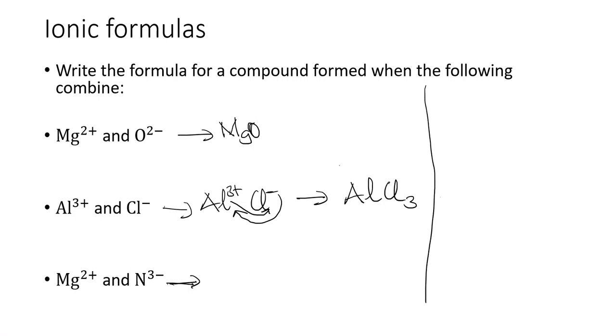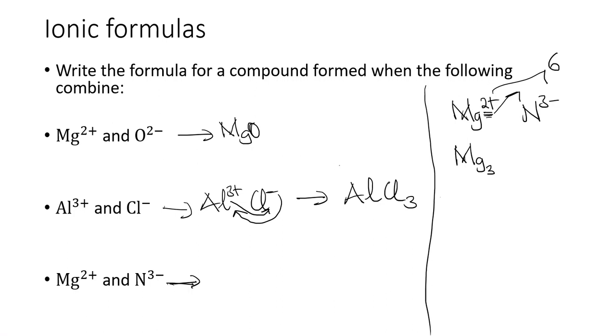So if I have to solve this one, I will have magnesium here with 2 plus, nitride here with 3 minus. And I will look for a number where 2 and 3 can go into. And that number is 6. So we said 2 of the magnesium. How many times does 2 go into 6? It goes in there 3 times. So we'll say magnesium will have 3 of it.